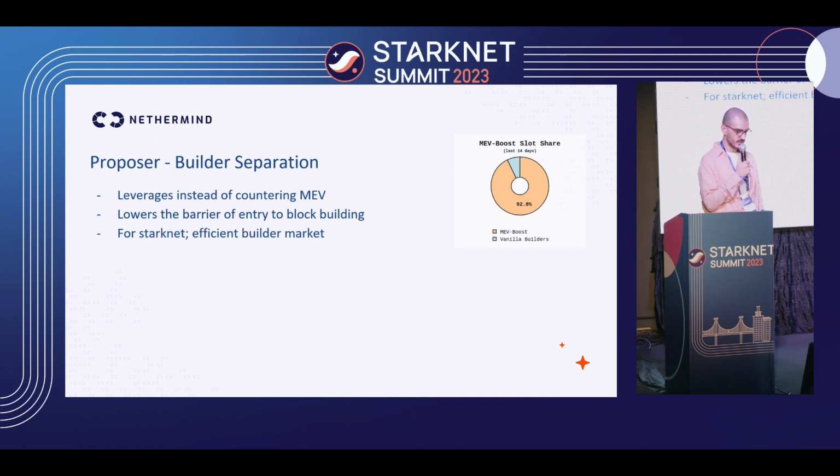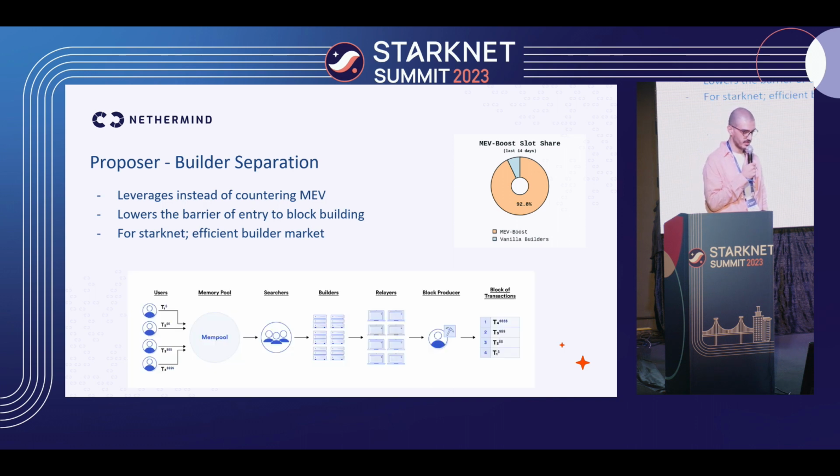So what's in it for Starknet? What PBS could provide for Starknet is an efficient builder market. Block building is not something that proposers or validators are really good at in terms of the MEV that is being extracted for protocols or users' benefit. So by employing PBS, we could extract that MEV for the entire protocol and the users of it.